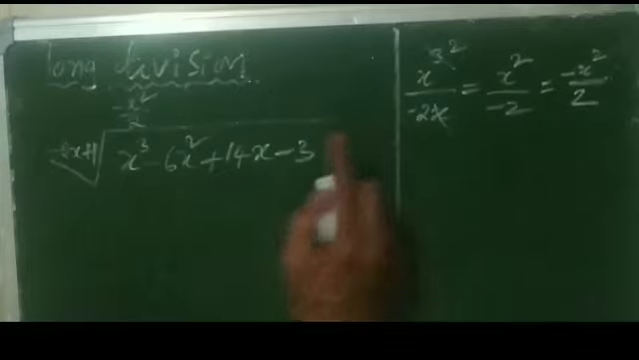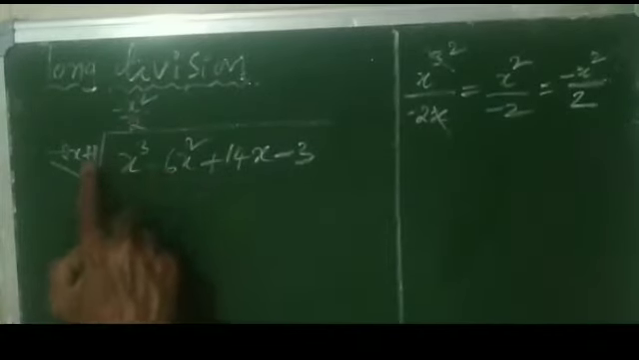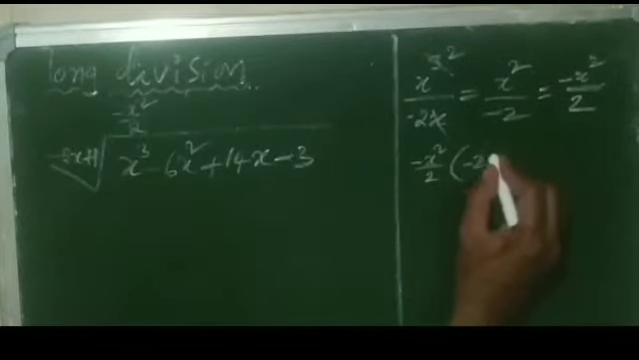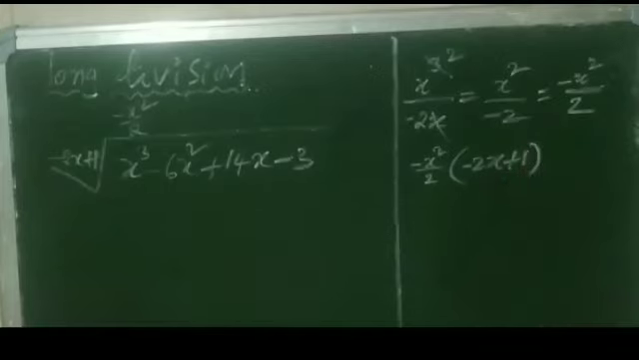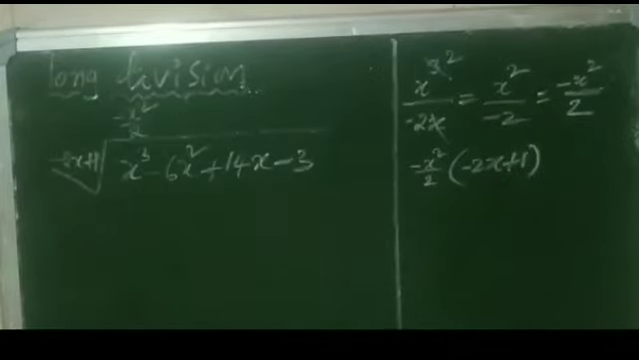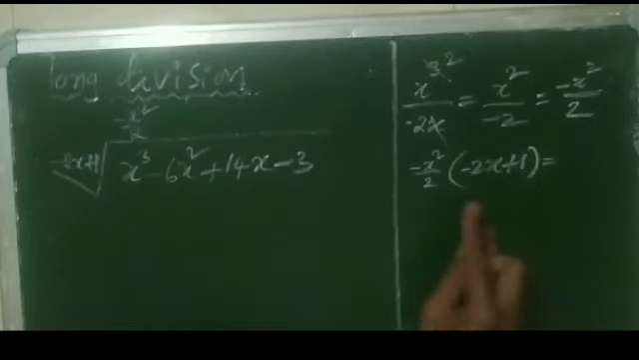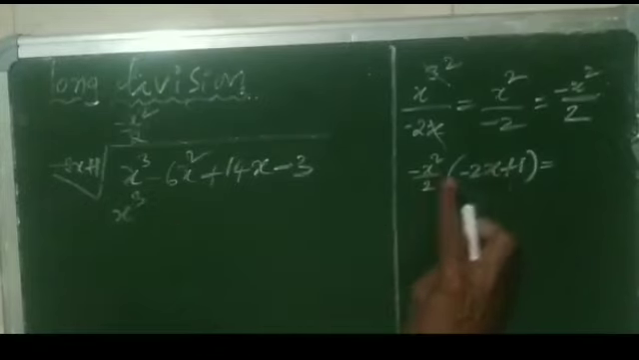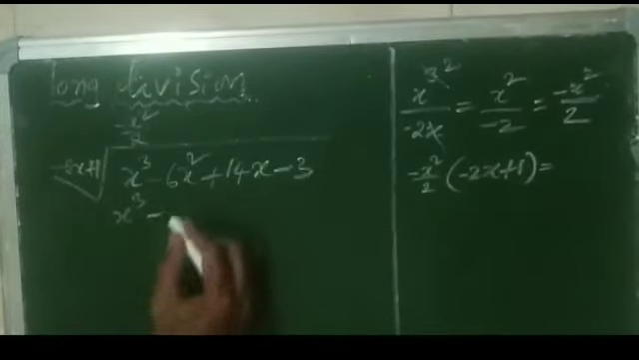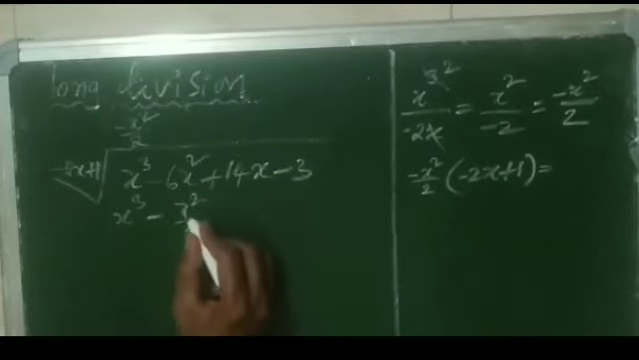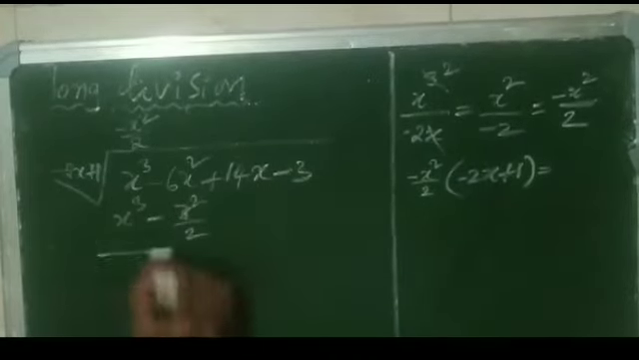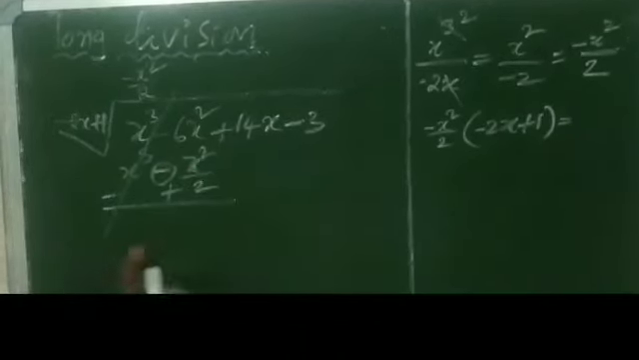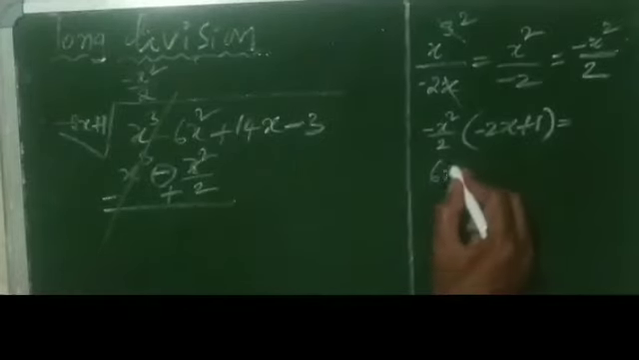Now after division, the next step is multiplication. Minus 2x plus 1 into minus x square by 2. So the first term, minus x square by 2 into minus 2x, gives plus x cube. Now plus 1 into minus x square by 2, minus x square by 2. Now the third step is subtraction. Whenever you do subtraction, change sign. So x cube gets cancelled.